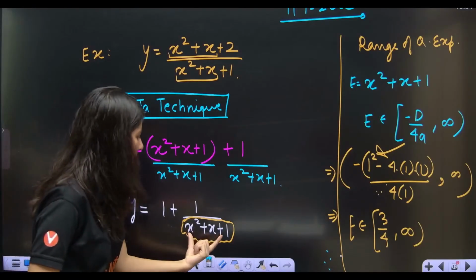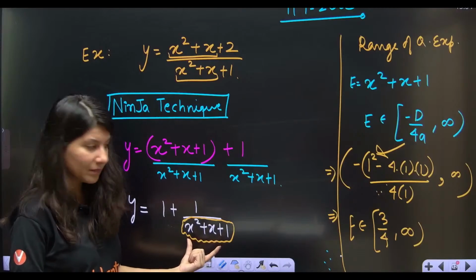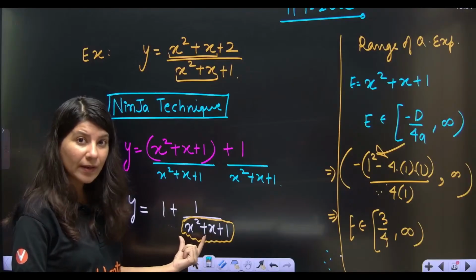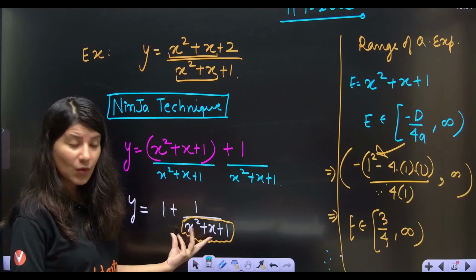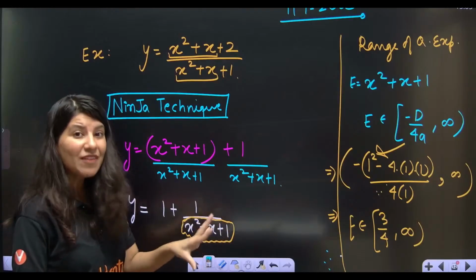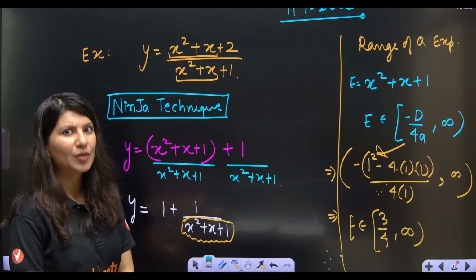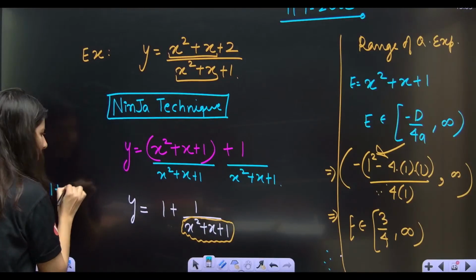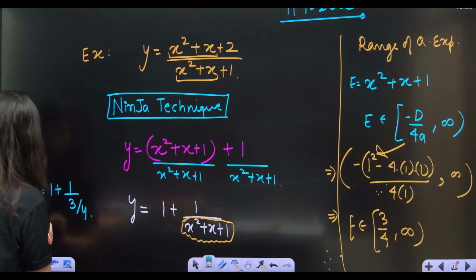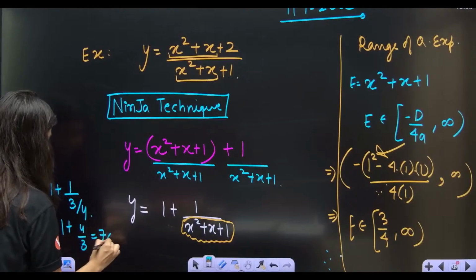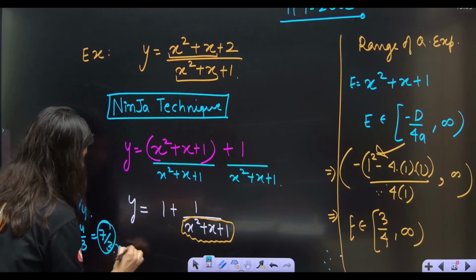Now just tell me, if x square plus x plus 1 is minimum, then 1 upon x square plus x plus 1 will be maximum. What I'm trying to explain is, if this expression is minimum, then your y value will become maximum because of the reciprocal. So let's put over here y is equal to 1 plus 1 upon 3 by 4. This is the maximum value. y max is equal to 1 plus 4 by 3, that is 7 by 3.